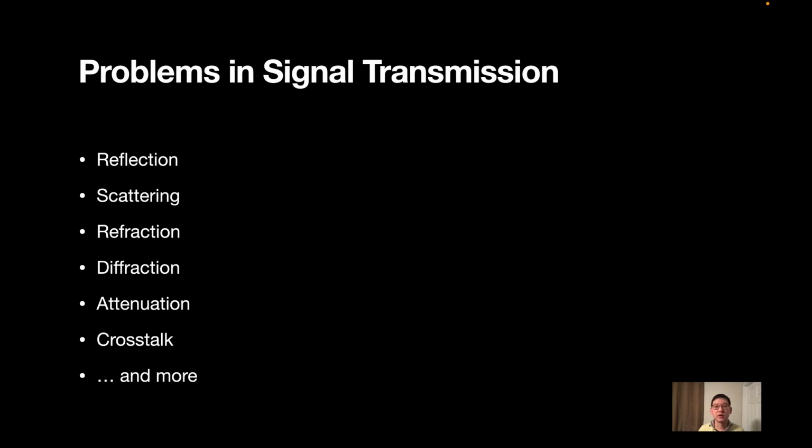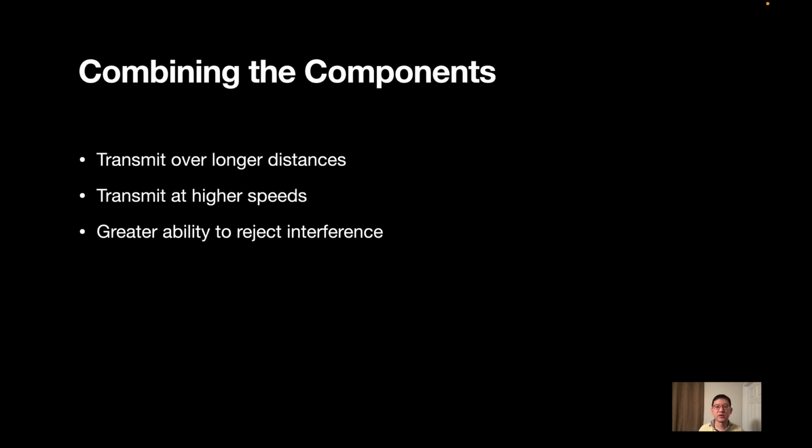The design of all the components within the physical layer helps either reduce the amount of errors or eliminate the errors altogether. Through careful design of physical layer components, engineers have been able to achieve transmission over longer distances, transmission at very high speeds, and a greater ability to reject interference.